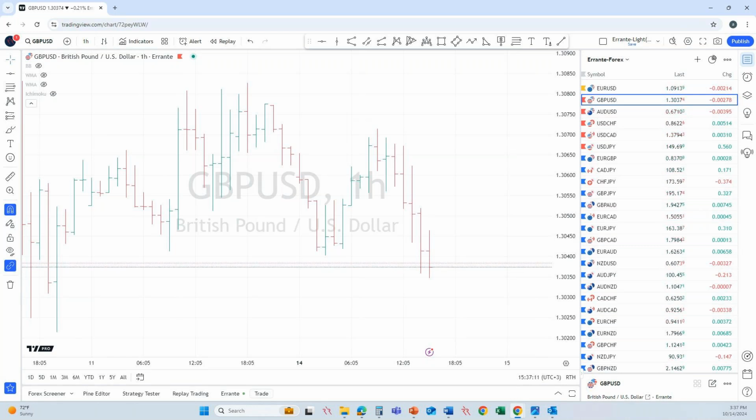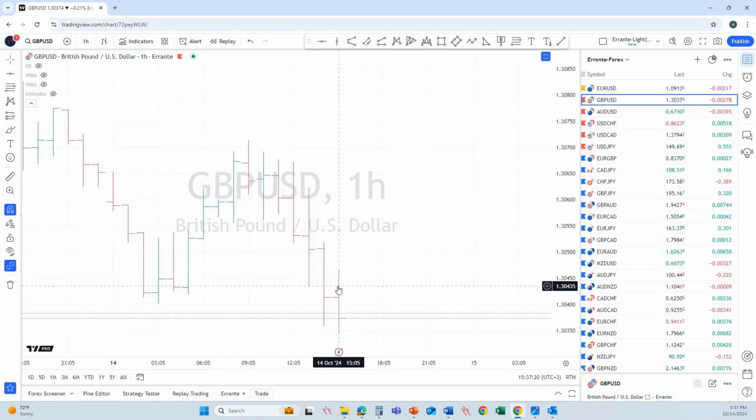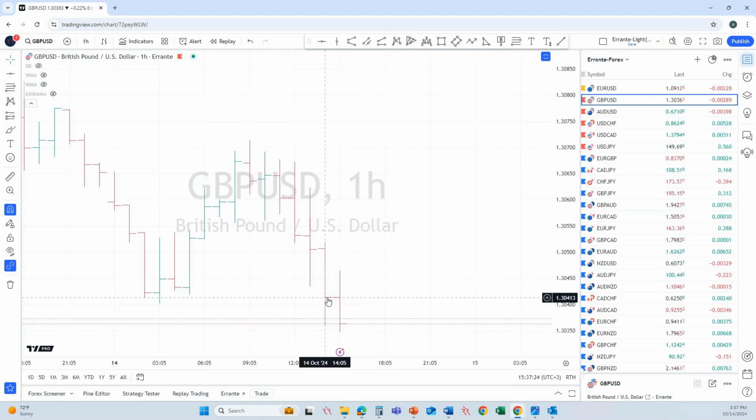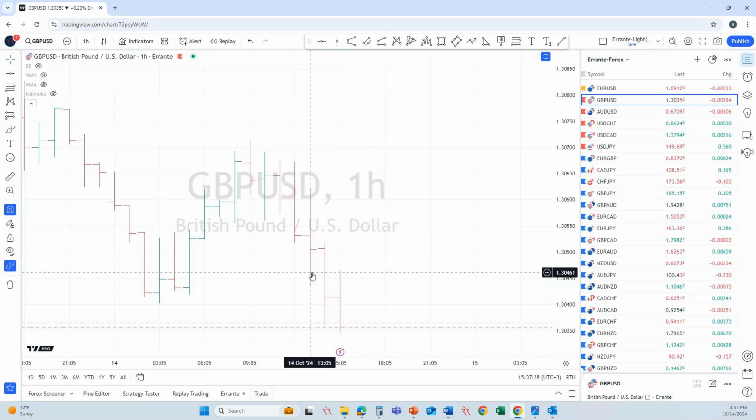However, let's get to red bars. Those mean that the closing price was lower than the opening price. For example, you see here the last bar, we have the closing price lower than the previous one and also than the current open price. So we see this bar in red.